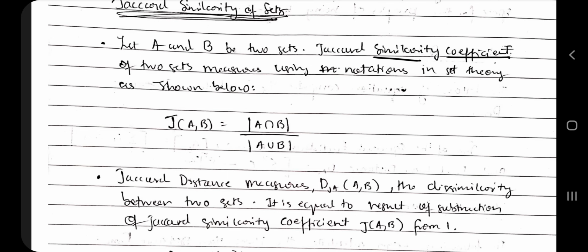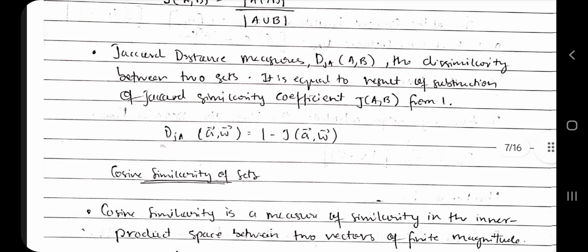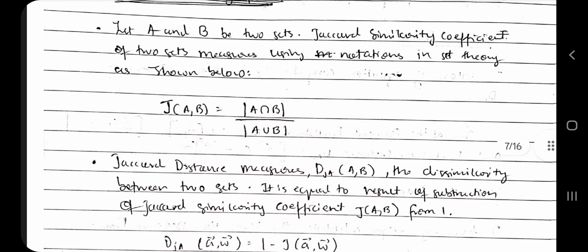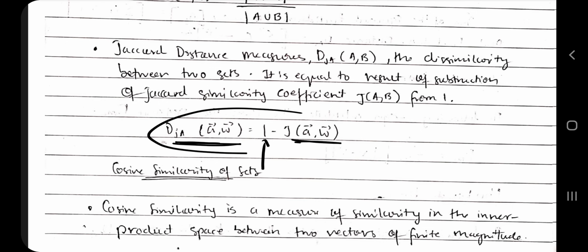The Jaccard similarity coefficient of 2 sets is measured using set theory notation as shown below. For calculating the similarity in Jaccard, we need the value of the Jaccard coefficient. Jaccard(A,B) is equal to A intersection B divided by A union B. Then we calculate the Jaccard distance. Very simple: calculate the coefficient, then calculate the distance. We substitute the value of the coefficient in the Jaccard distance formula: 1 minus that value is the distance, the dissimilarity. If you just keep the coefficient, that is the similarity.